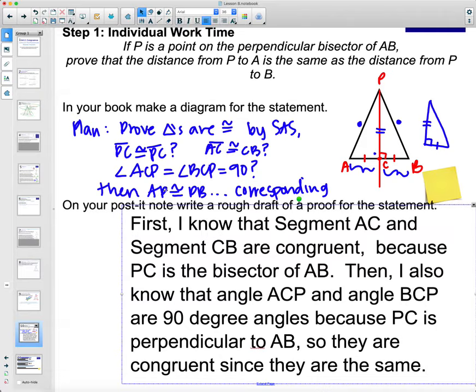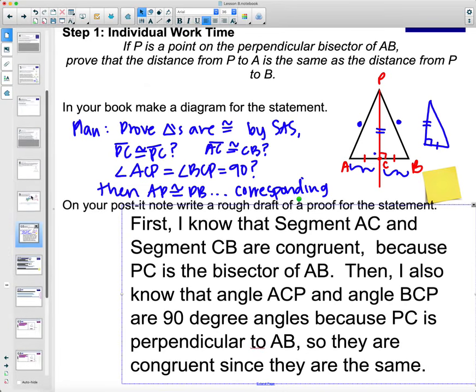Okay, and then you would continue on about how you knew PC was congruent to PC, that it's the same segment, ultimately proving the two triangles are congruent by side angle side, and then saying AP and PB are congruent because they're corresponding parts of congruent triangles.